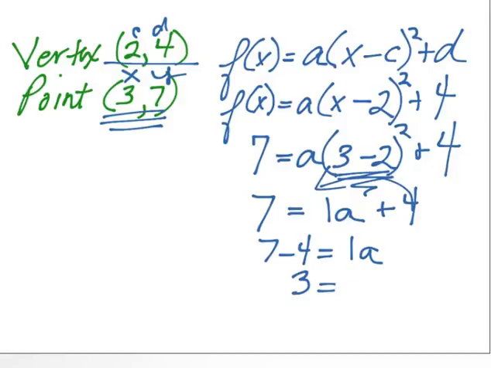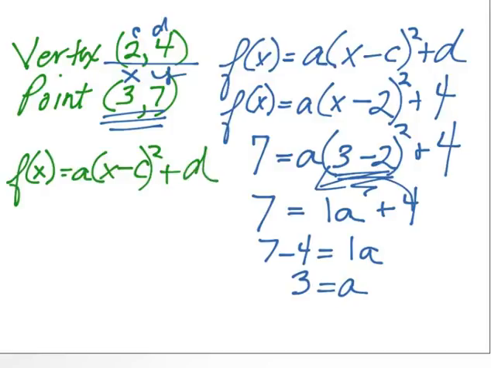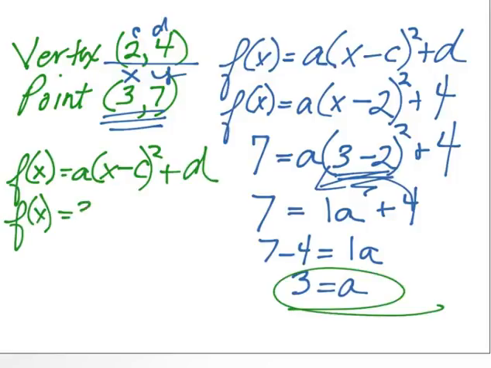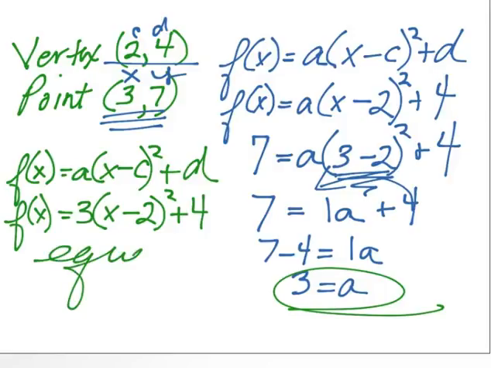Okay, so what we found, if we go right back up here, let's go back and rebuild it. And we'll just start at the very beginning because that's the hard part. All right, f of x. Did we find a? We did. A is 3. x minus, all right, now we need our vertex, and our vertex is 2, 4. And now we have our equation.